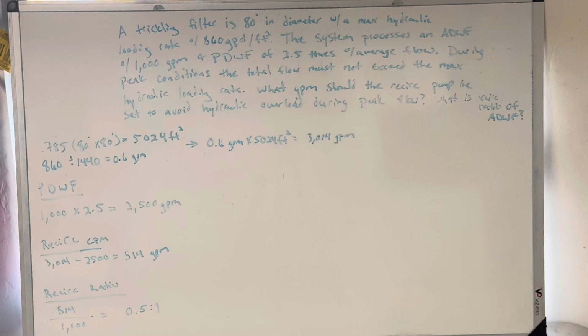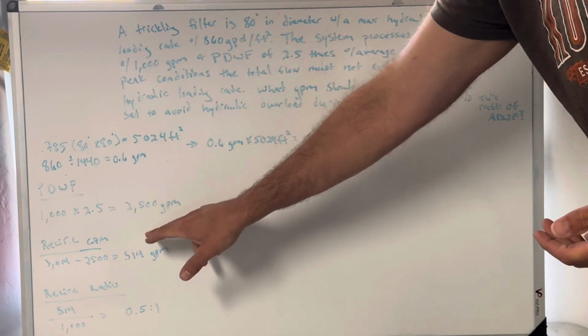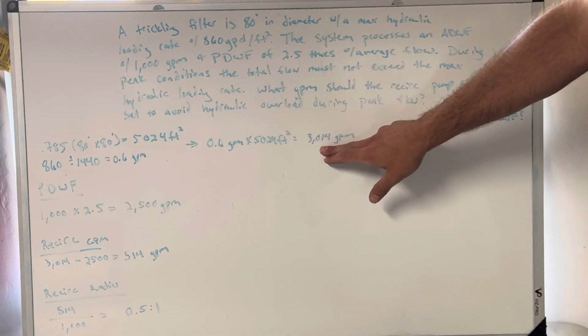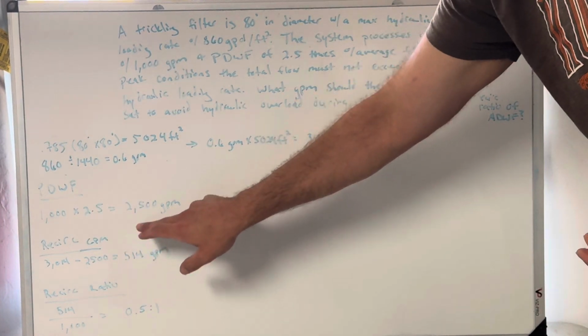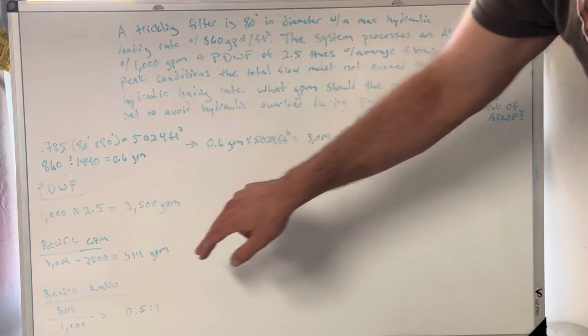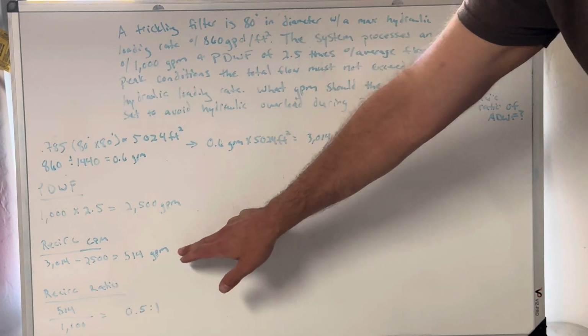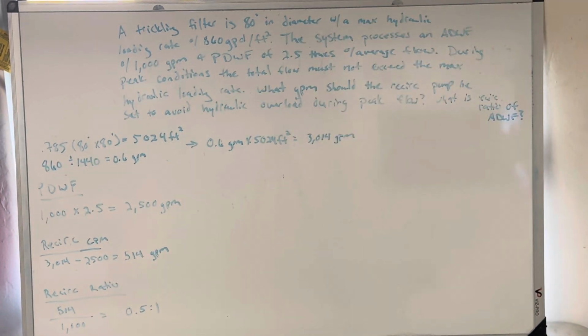The recirculation gallons per minute. All right, so what I've got here is my 3,014 gallons per minute that my trickling filter can handle. Subtract the 2,500 gallons per minute from peak dry weather flow, and that means I will set my flow rate on my recirculation pump to 514 gallons per minute.